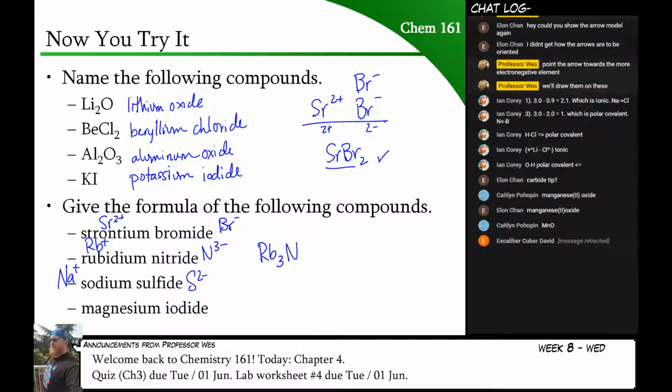There's sodium, there's sulfide, so this becomes Na2S. And then finally, magnesium and iodide, MgI2. And if you need me to work out how I balanced the charges on those, I can. I can draw the little diagram up here for you. Just let me know.